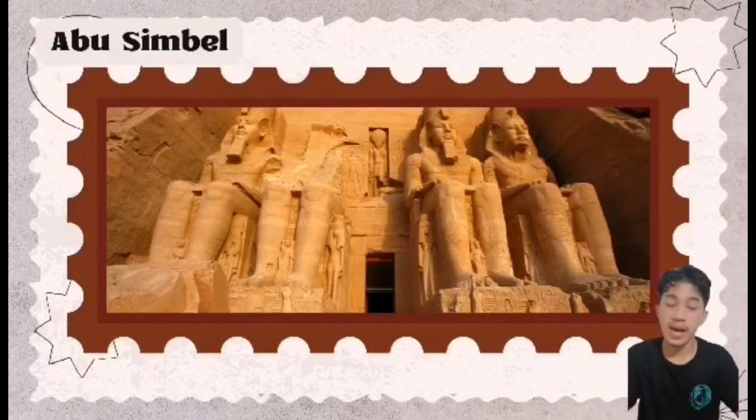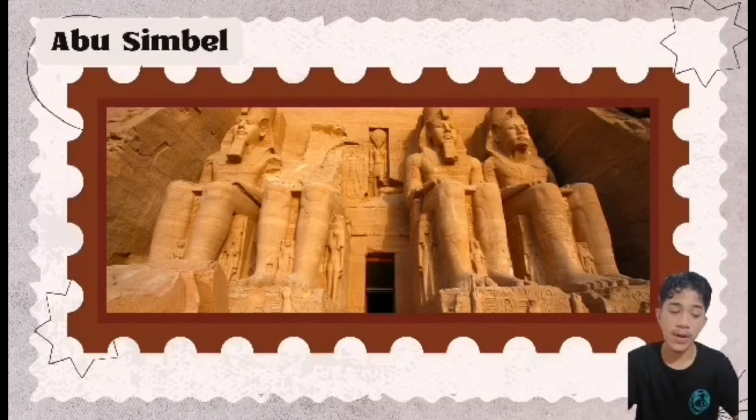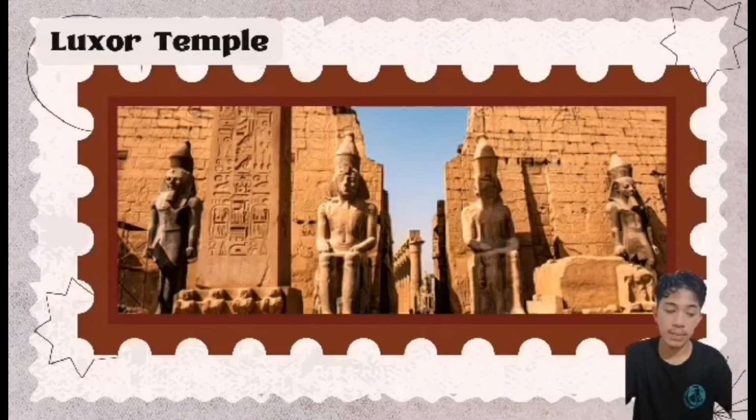The next architecture is the temples. So the first temple is Abu Simbel. The two eminent carved rock temples at Abu Simbel are dedicated to 13th century BCE pharaoh Ramesses II and his first wife Nefertari. The second is the Luxor Temple.